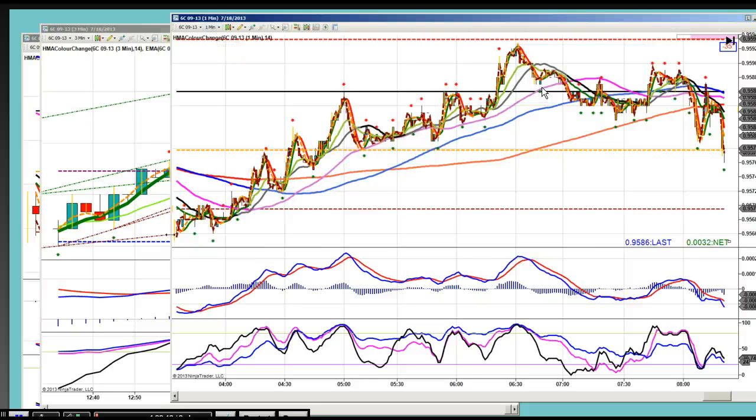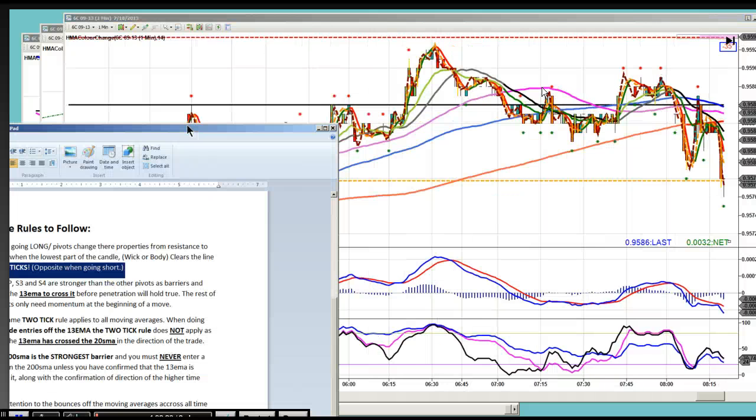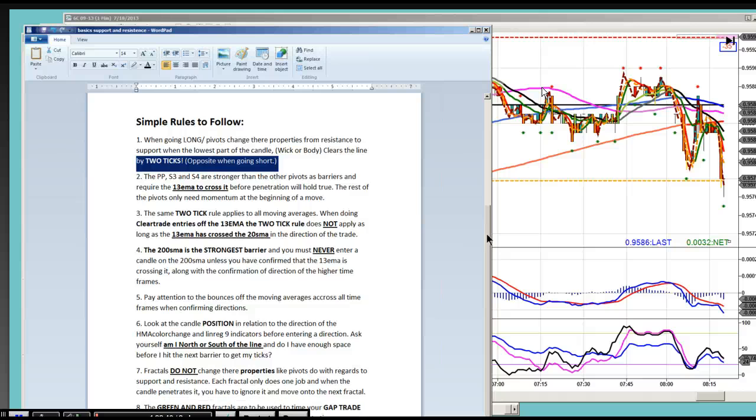Let's just do this last here. So always ask yourself, am I north or south of the line, and do I have enough space before I hit the next barrier, before you take your trade? Now, the last step here is fractals. When it comes to fractals, the one thing you should know about fractals is this.